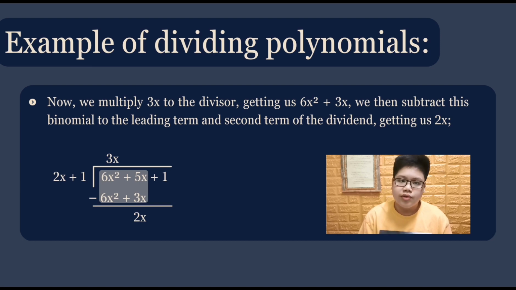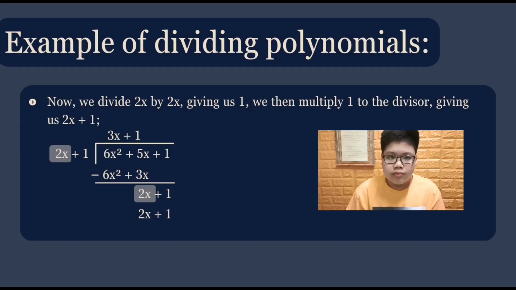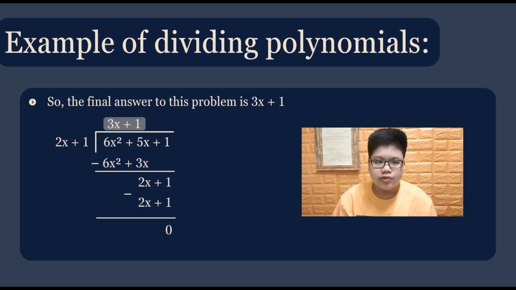Now, we have to multiply 3x by the divisor, which gives us 6x squared plus 3x. We then have to subtract this from the dividend, which gets us 2x. Drag down the next term of the dividend and repeat the process. Divide 2x by the leading term of the divisor, which gives us 1. Then, multiply 1 by the divisor, which results in 2x plus 1. Finally, subtract this binomial from the remaining terms, which gives us 0. So the answer to this problem is 3x plus 1.